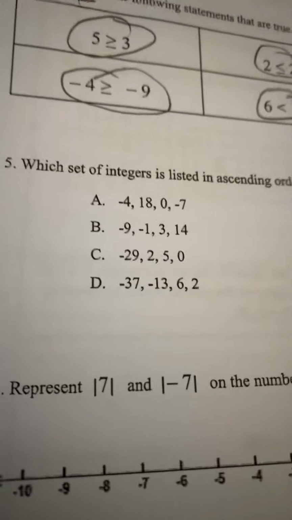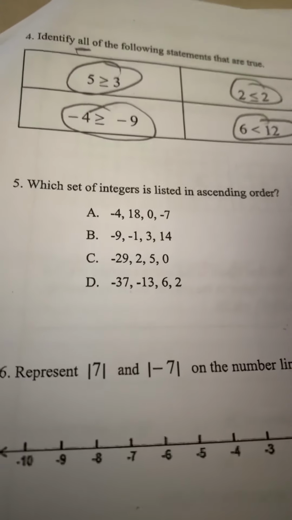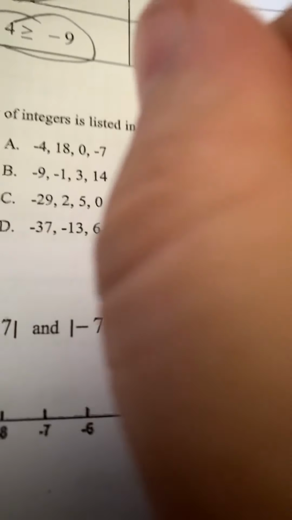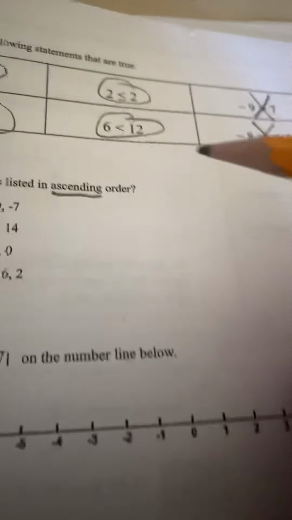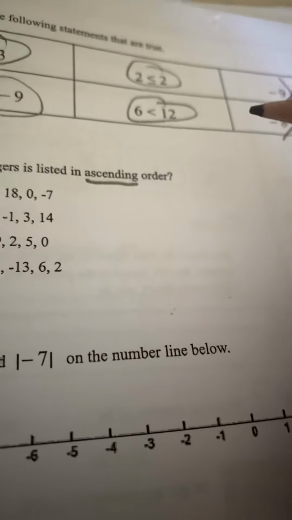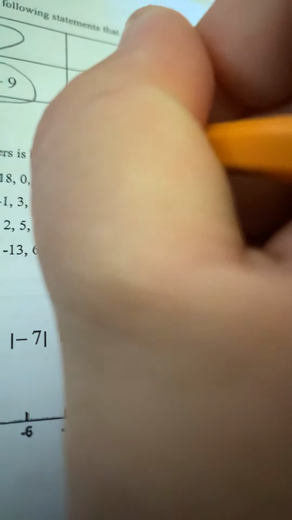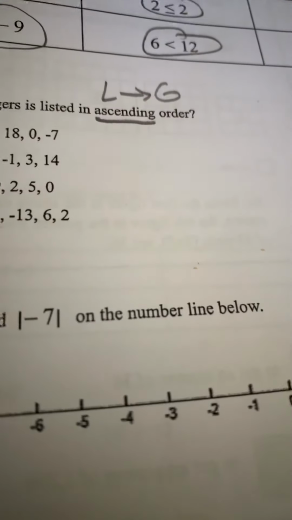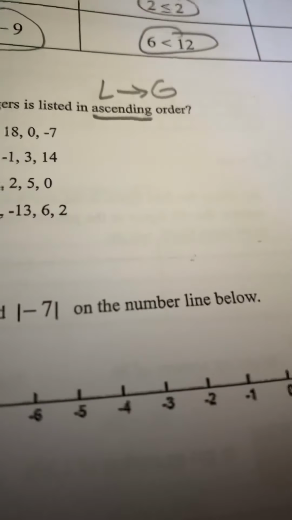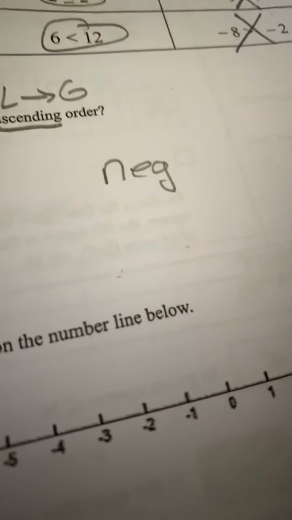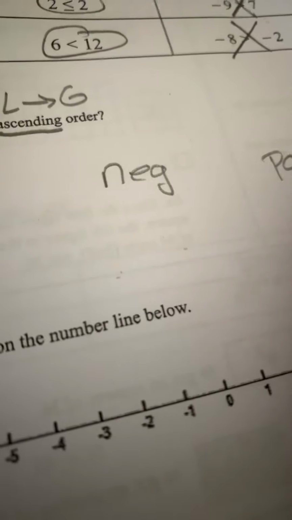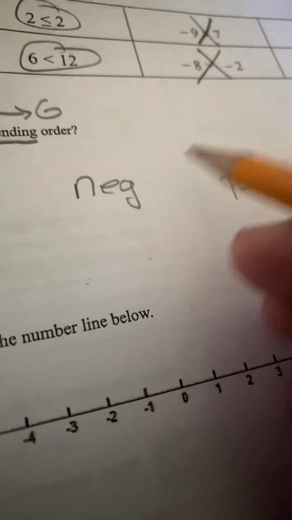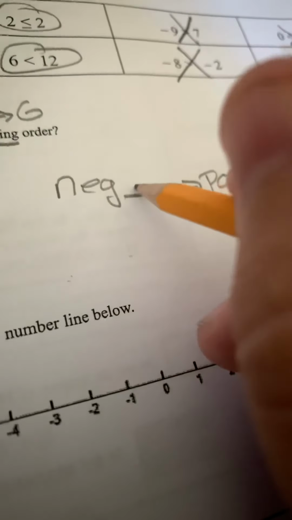All right, number 5. Which set of integers is listed in ascending order? Key word here: ascending order. So we're going to go from least to greatest. What that means is I'm going to have all my negative numbers on the left and all my positive numbers on the right, and we're going to go from left to right.